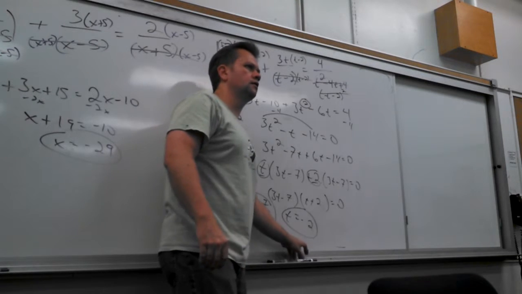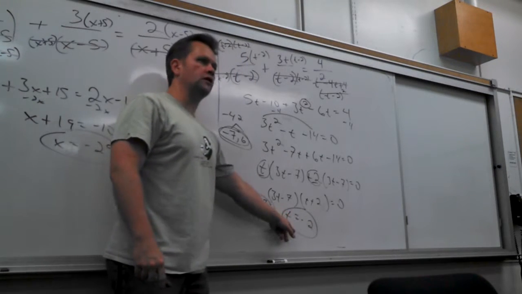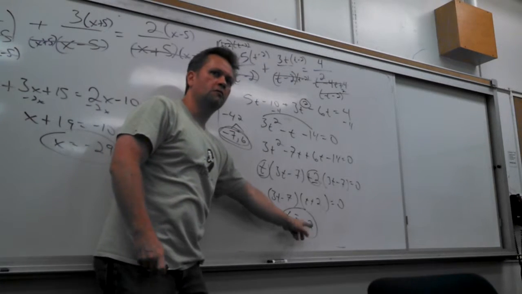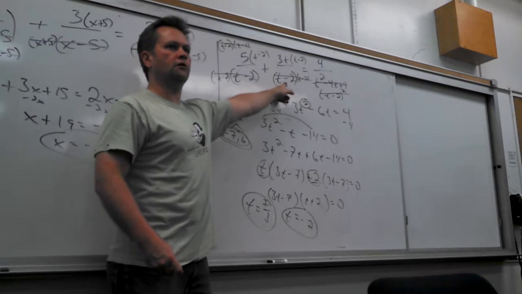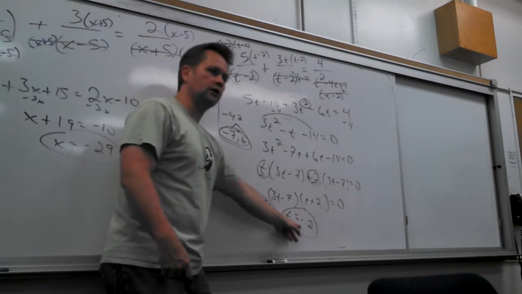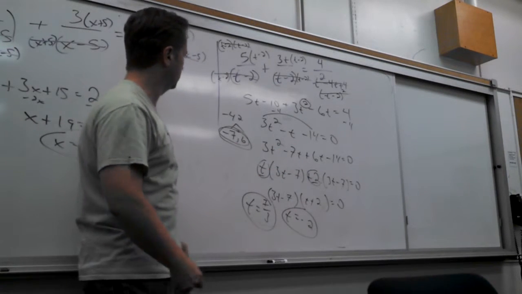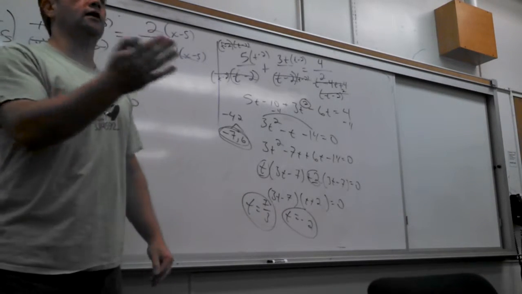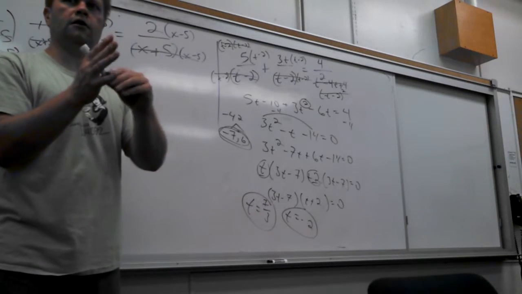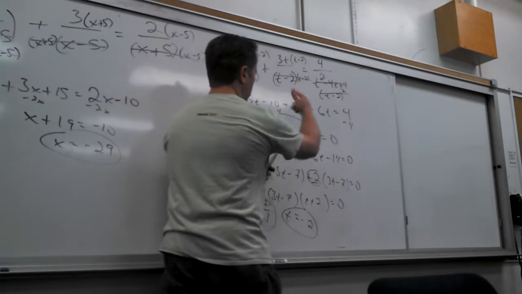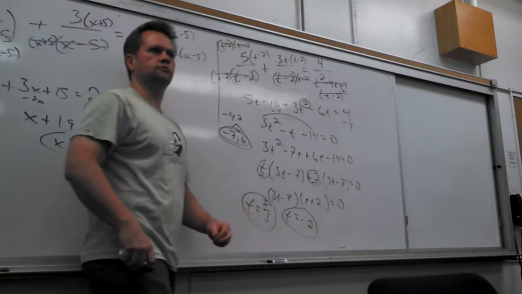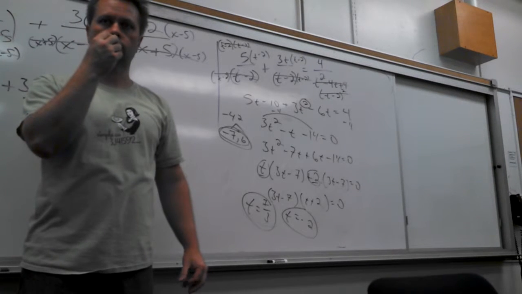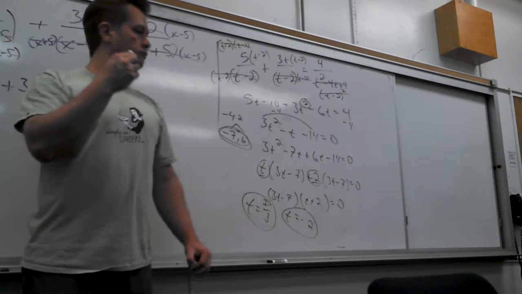What are you supposed to do at the very end? Check them. Do either one of these freak something out? No. If this would have been positive 2, then that would have freaked out, right? But we're actually good because it's negative 2. But you just take a second at the end and double check. You don't have to show me anything, unless something doesn't work. If something doesn't work, you cross through. That's fine.